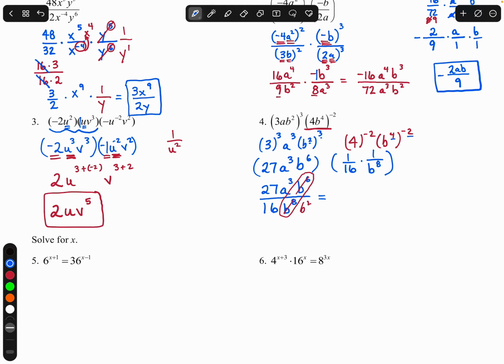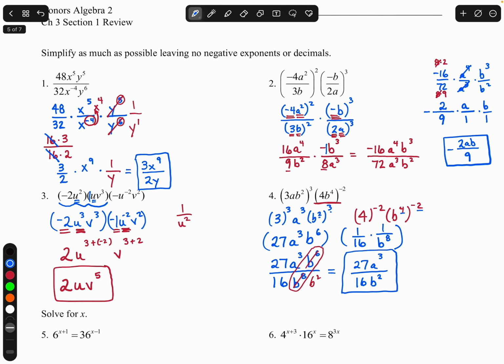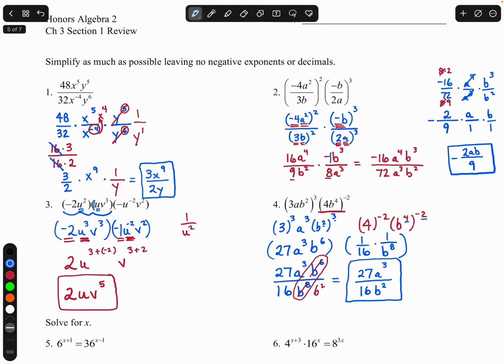So our answer should be 27a to the third over 16b squared. That is our answer. So that's problems 1, 2, 3, and 4 from the Chapter 3, Section 1 quiz review.